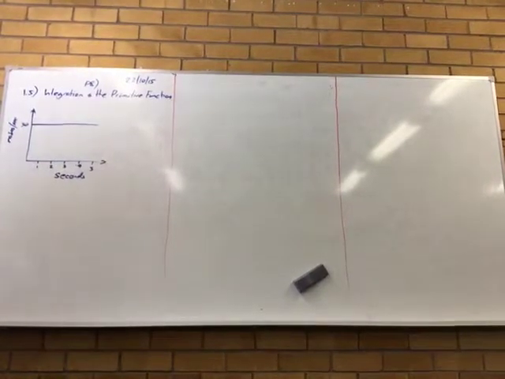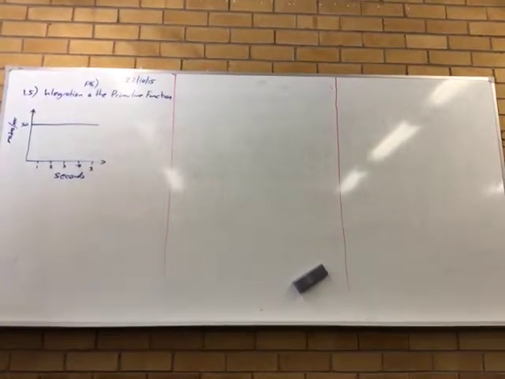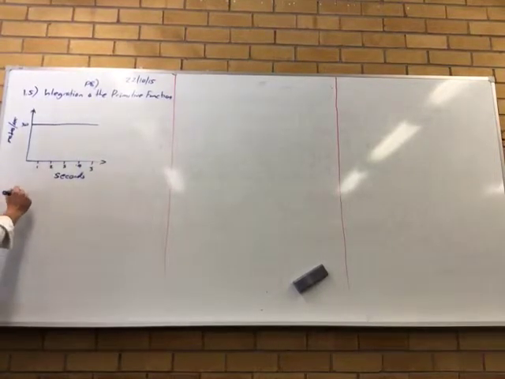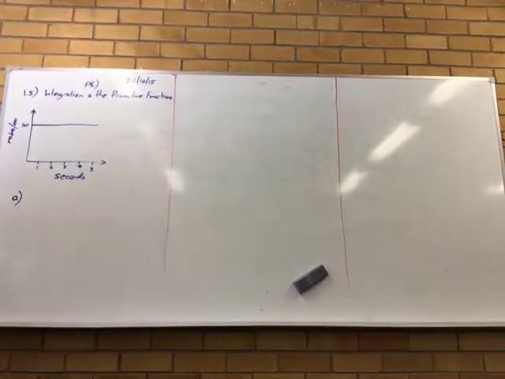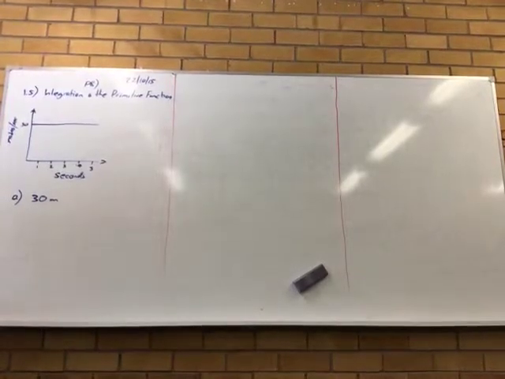Moving at a constant speed. Alright. So, find the distance that the object travels in 1 second. How far does it travel? Okay, so we're travelling 30 metres per second. So in 1 second, we're going to travel 30 metres.